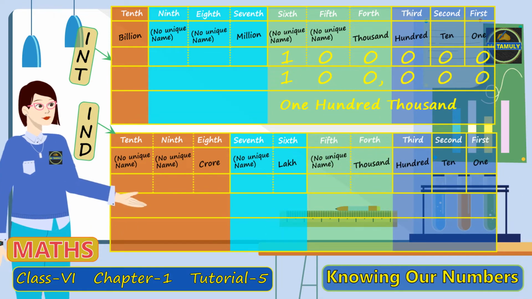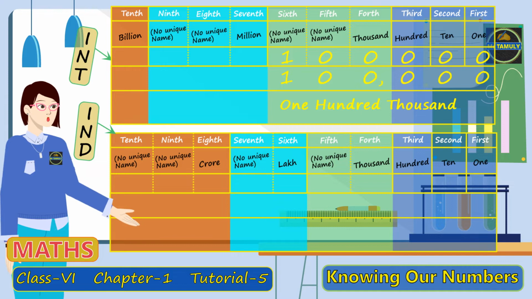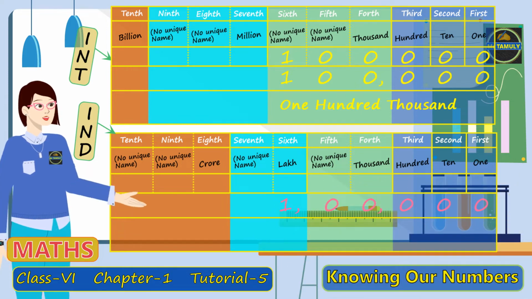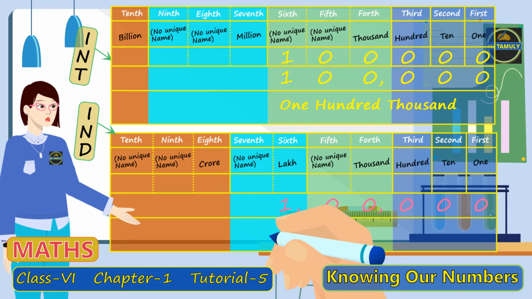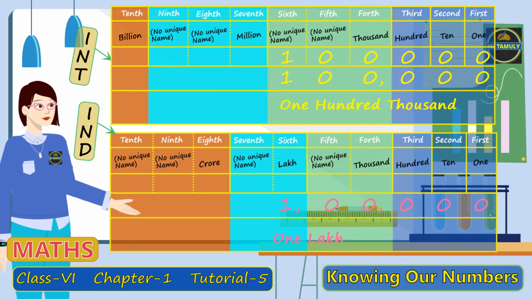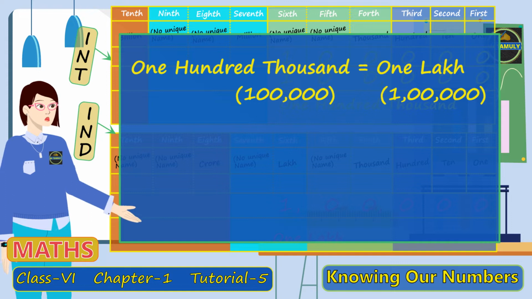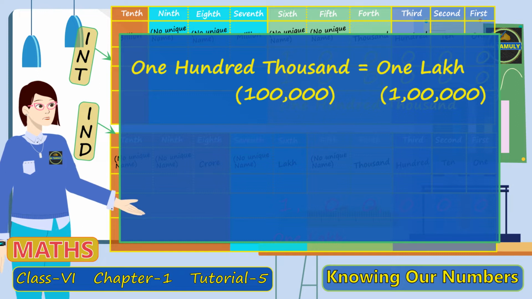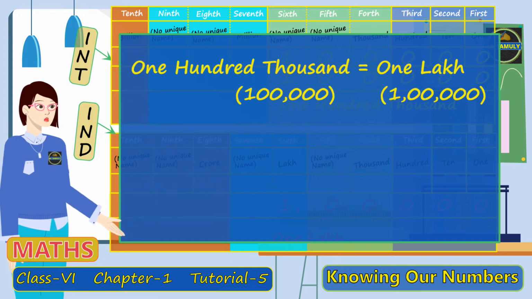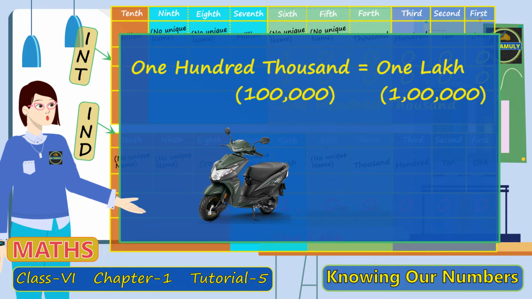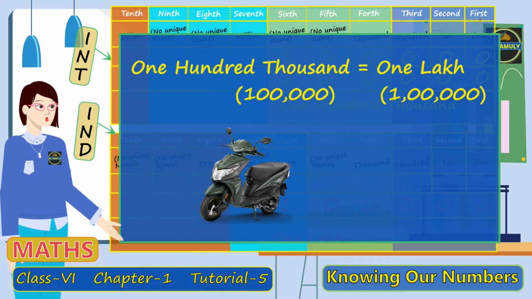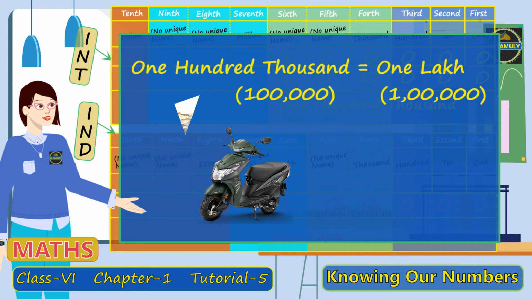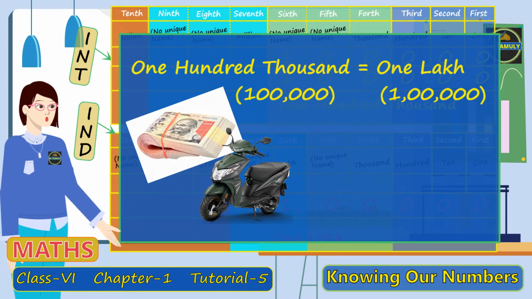We also know that the Indian name of the 6-digit number 100,000 is 1 lakh. Therefore, we can conclude that 100,000 is equal to 1 lakh. You should try to remember this equivalence in such a manner that you never ever forget the same. The best way to do so is to relate the term 100,000 to the cost of a brand new scooty. If you want to buy a scooty, you will need 100,000 rupees, which is the same as rupees 1 lakh.